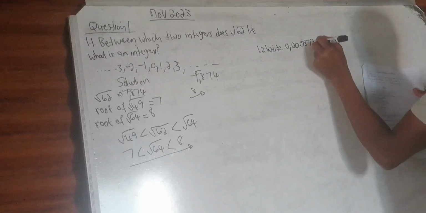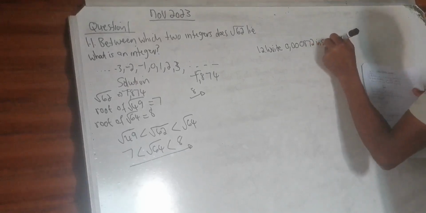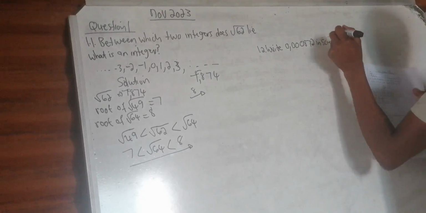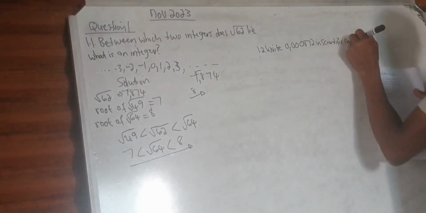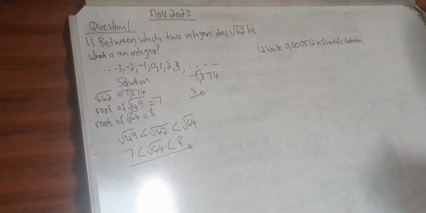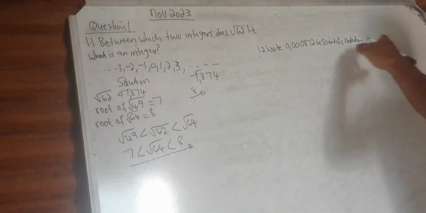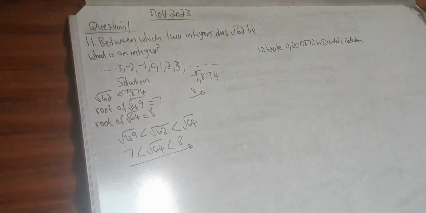Write 0,000872 in scientific notation. We want to write this number in scientific notation because the leading numbers are zeros.